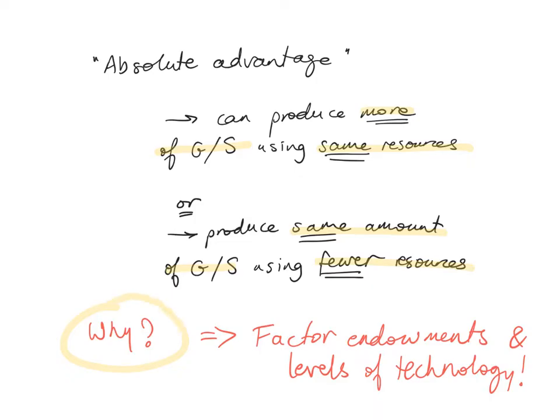What are the sources of absolute advantage? Where does it come from? It comes from countries having different factor endowments. They're endowed with different quantities of capital, labor, and land, and different levels of technology.